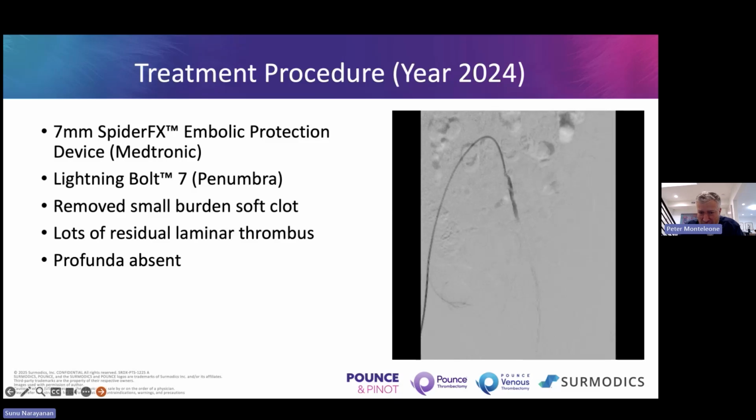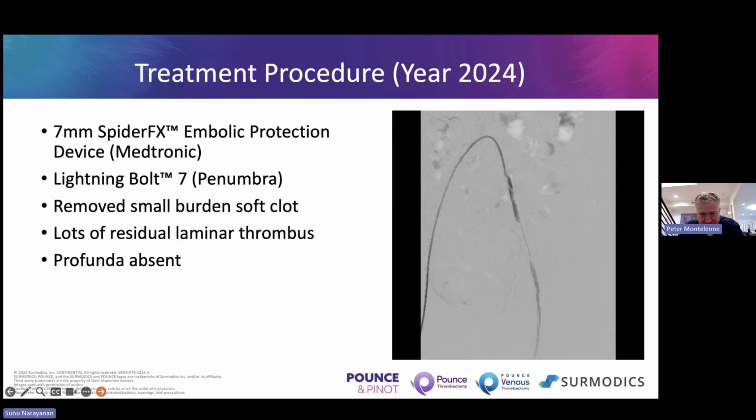We got some stuff out, we got a little bit of a channel, but there was lots of this residual laminar thrombus. This is the exact situation that I used to dread before. This is a situation where I used to call the vascular surgeons before taking the next step because I had the fear that it was going to embolize and turn a bad day into a terrible day. We also had pretty limited flow coming down into the profunda in this case.